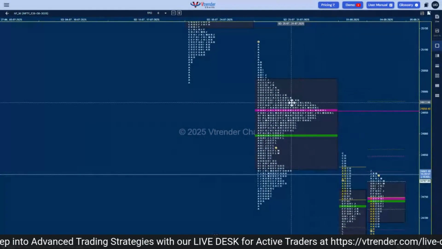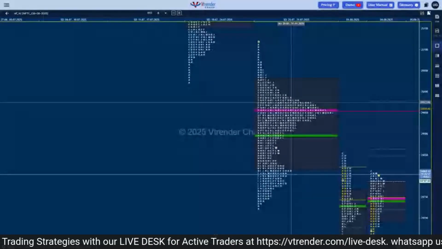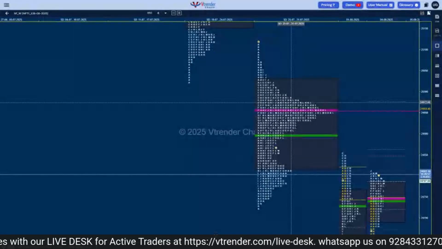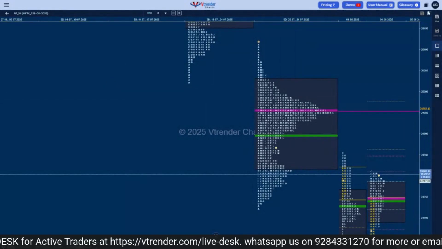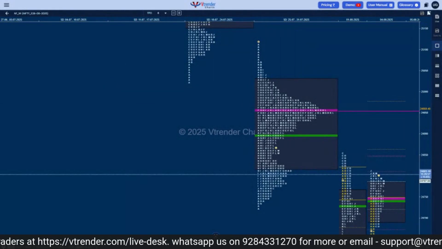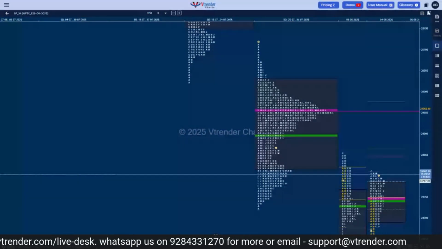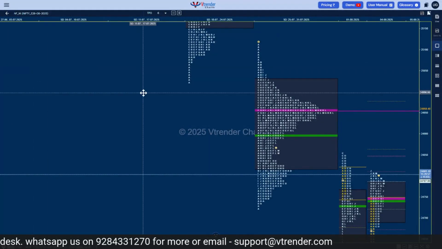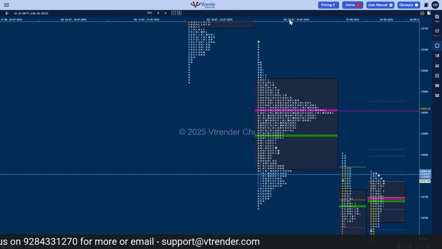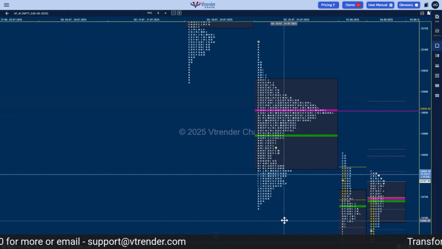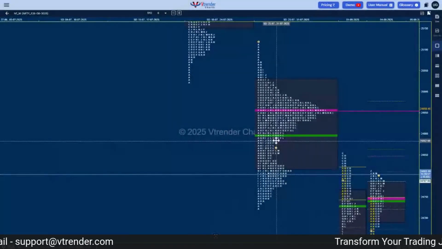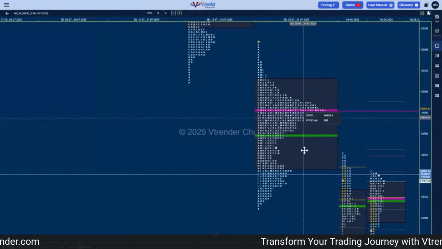You see the calendar week in spot was from 28th July to 1st of August, but the calendar week in Nifty futures will be from 25th July to 31st August, because 31st August was the settlement. So we need to close this week this day.